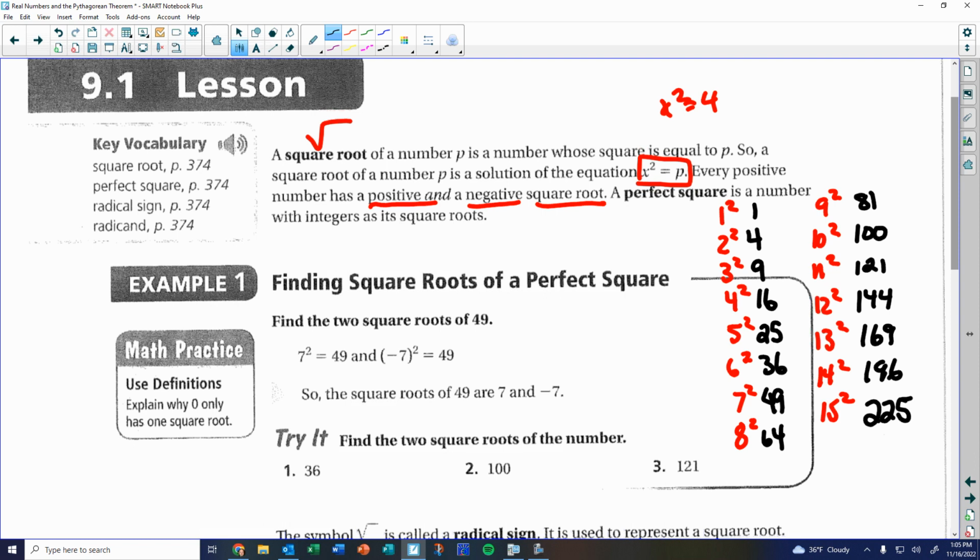Okay? Those are about the squares you should kind of know without having to use a calculator. Okay?